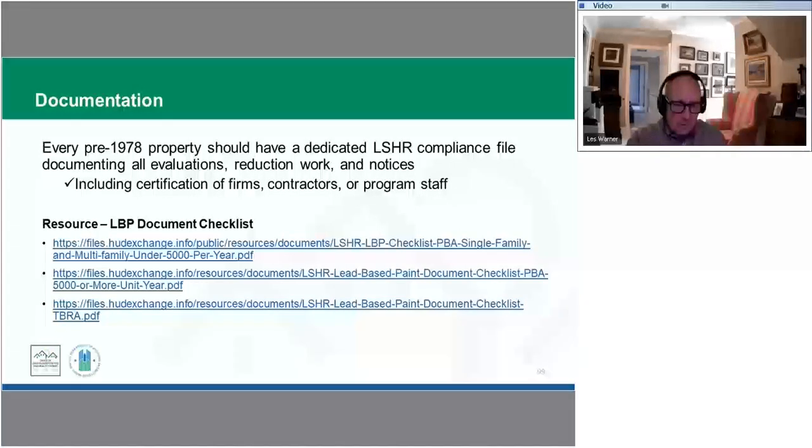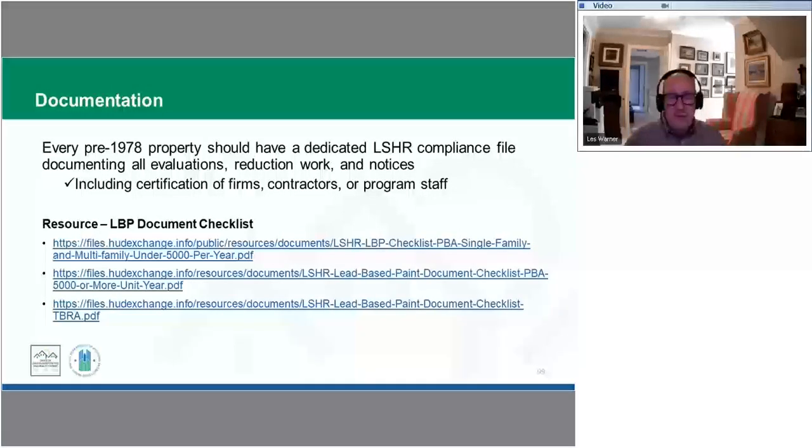So we have some resources here. You'll see the second bullet point is specific to project-based assistance that is, I think this should be more than $5,000 per unit. The first one is under $5,000. So these have been fine-tuned to what the subpart is requiring as far as documentation.